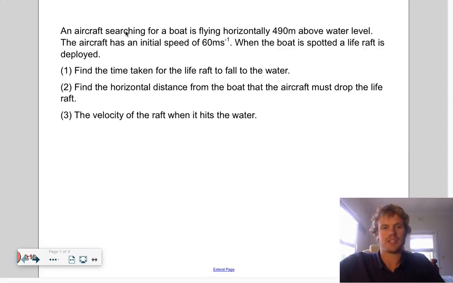So we have a question here. An aircraft searching for a boat is flying horizontally 490 meters above water level. The aircraft has an initial speed of 60 meters per second, and the boat is spotted. When the boat is spotted, a life raft is deployed. So you need to find the time taken for the life raft to fall to the water, the horizontal distance from the boat that the aircraft must drop the life raft, and the velocity of the raft when it hits the water.